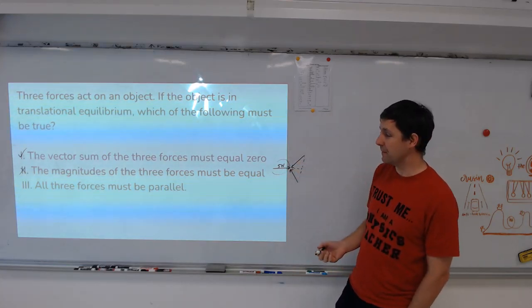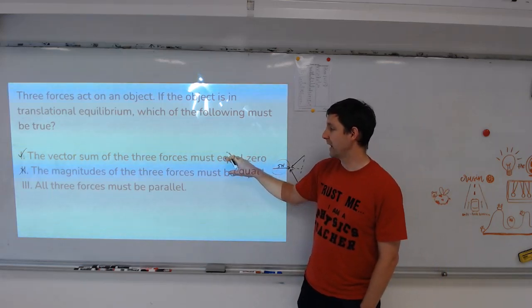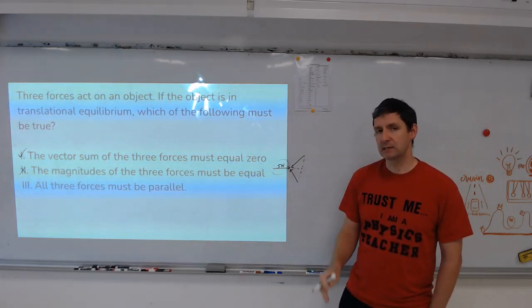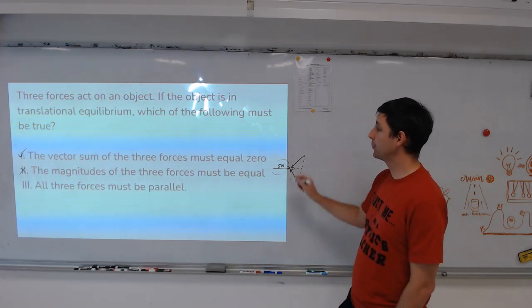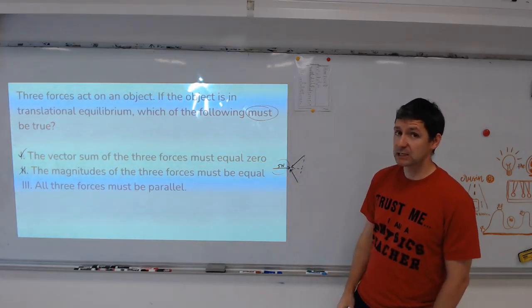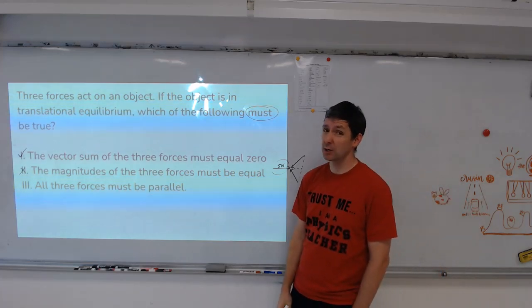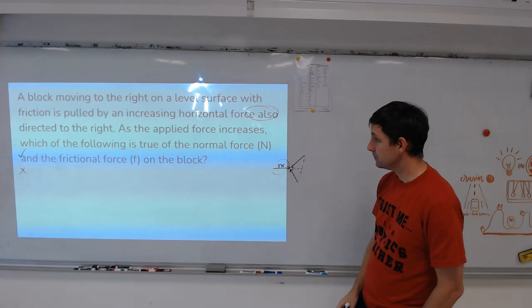So do they have to be parallel? Absolutely not. So the answer to this one, the vector sum of the 3 forces must equal 0. That is the only thing that must be true. Okay, please make sure that you pay attention to those modifiers there. Must be true, could be true, are not true, right? Must be true, only number 1.